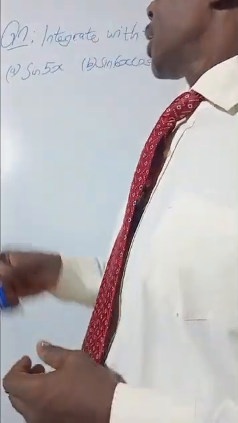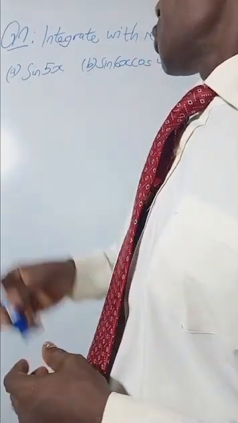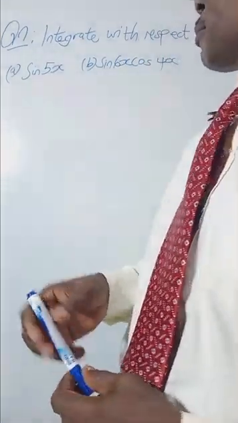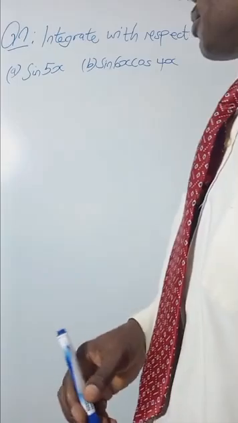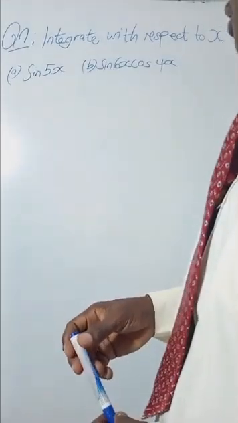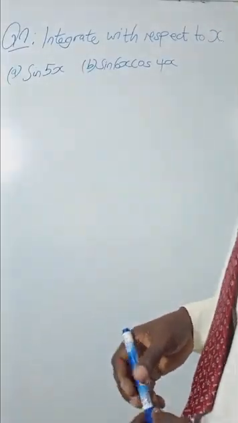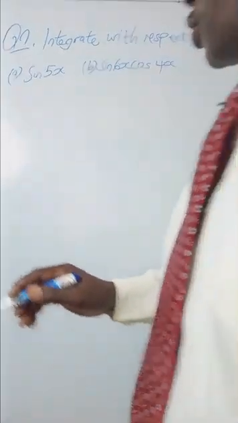Today we are going to work out the integration of these two parts, that is part A and part B. Part A says sine 5x, part B says sine 6x cos 4x. So here's the solution.